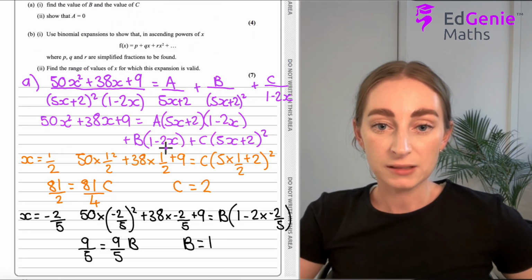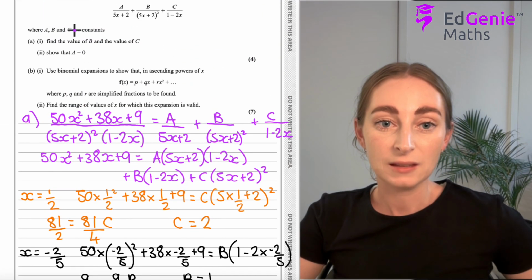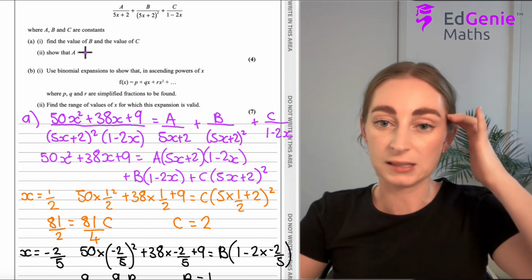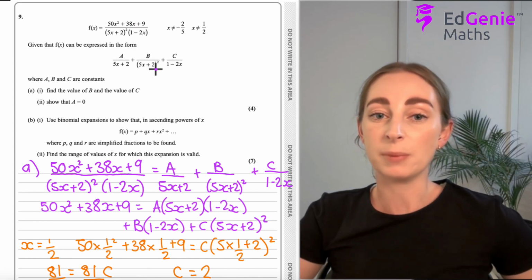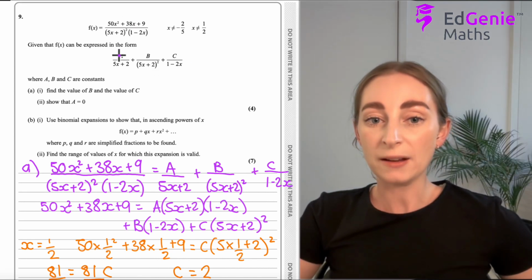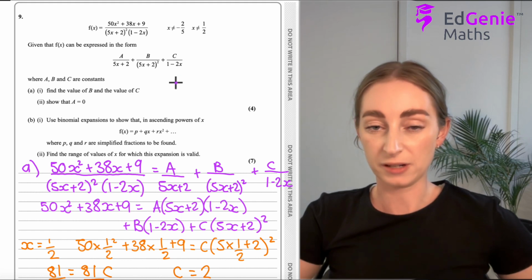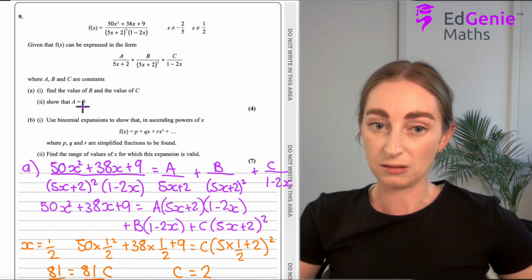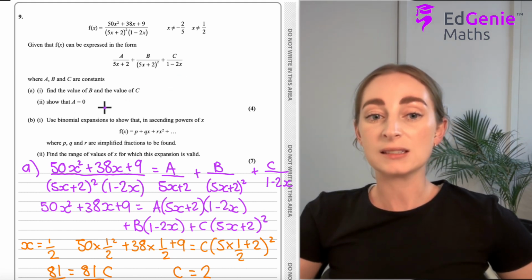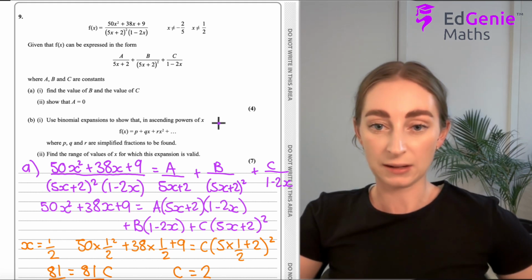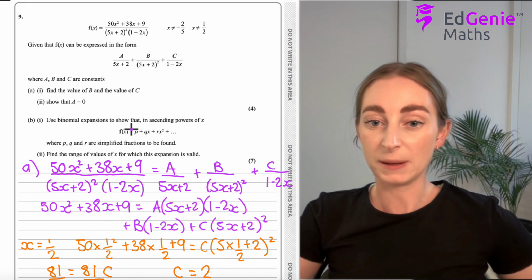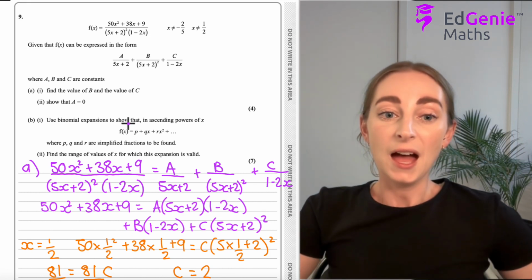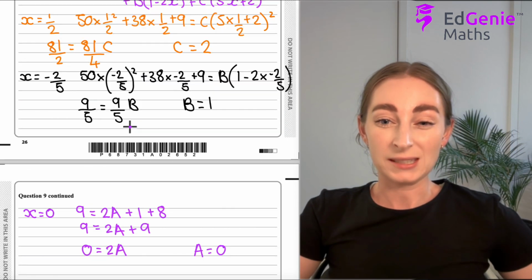And have we fully answered the question? Find the values of B and C, and the value of A is 0. If it said express this in partial fractions, then you would have to write it all out again in partial fractions to get that final accuracy mark. But because this is actually saying just find the values, I don't have to do that. Although I'm going to have to do it now anyway in the binomial expansion. So let's do the binomial expansion, 7 marks.